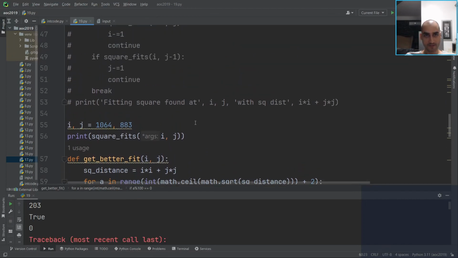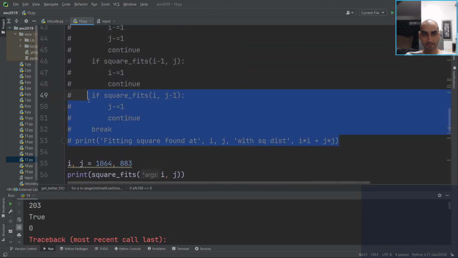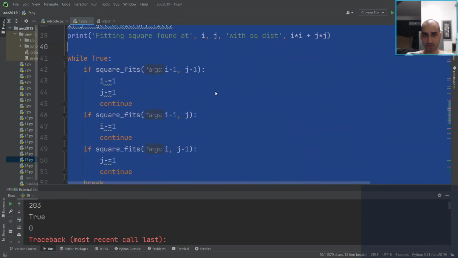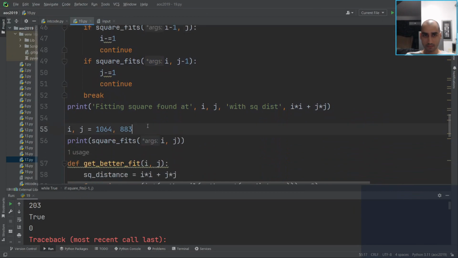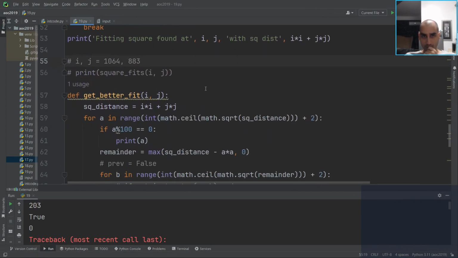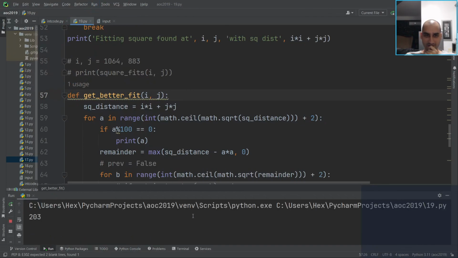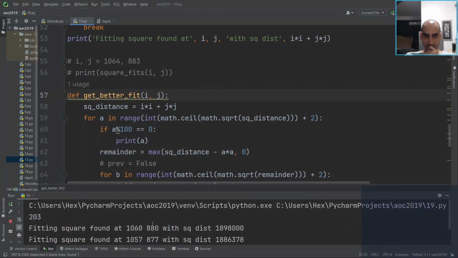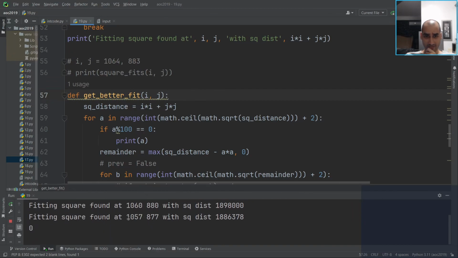Hang on, stop this. Let's do this thing again. Get an arbitrary fit because we'll probably get one much earlier. Don't override it here. We don't need that. Alright. So... Oh my god. Okay, so we found a much earlier one. Good. And that could just be the answer.